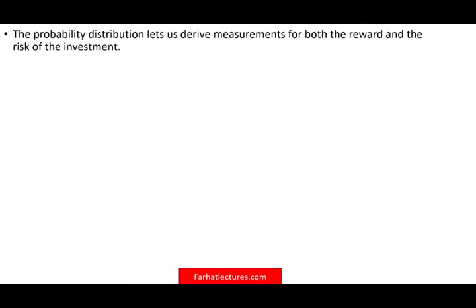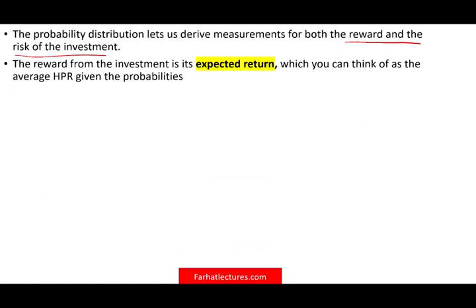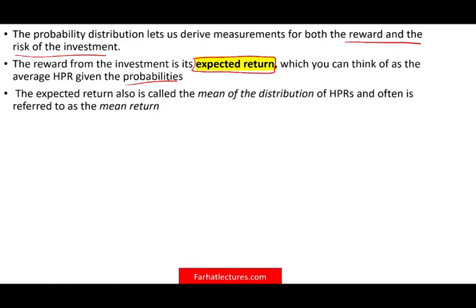Now, once we have this information, we're going to have a probability distribution that's going to let us derive the measurement for both the reward and the risk of the investment. The reward of the investment is called the expected return. Basically, how much are we expected to earn from this investment, given the probabilities. This is what we're looking for. The expected return is also called the mean of the distribution of the holding period return, and it's often referred to as the mean return. So I'm going to be referring to it as the mean return.